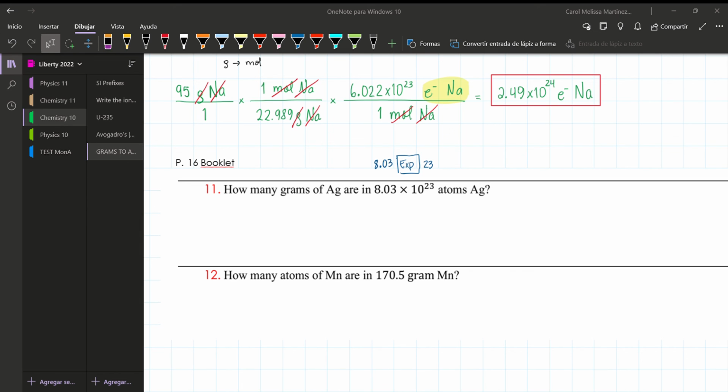Gabriel, you're going to have to send me your process on WhatsApp, okay? Gabriel, the answer should have been 143.84 grams rounded, okay? If your answer is different than that, send it to me so I can see where your mistake was.